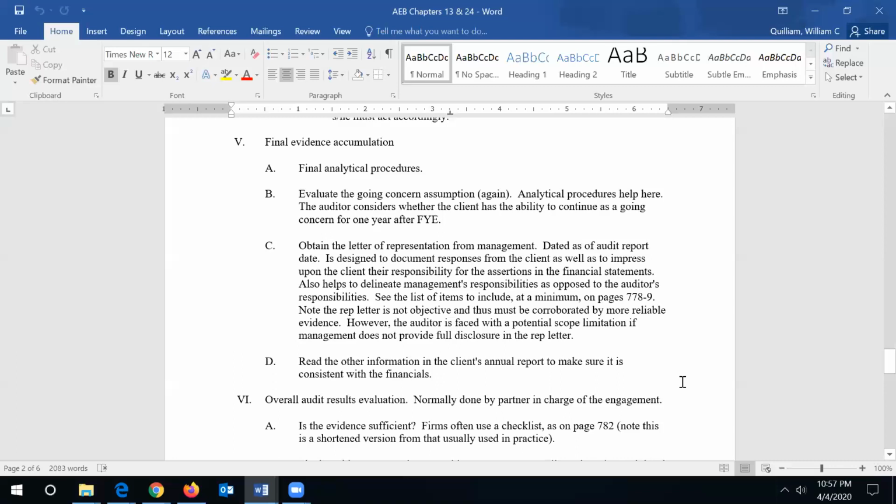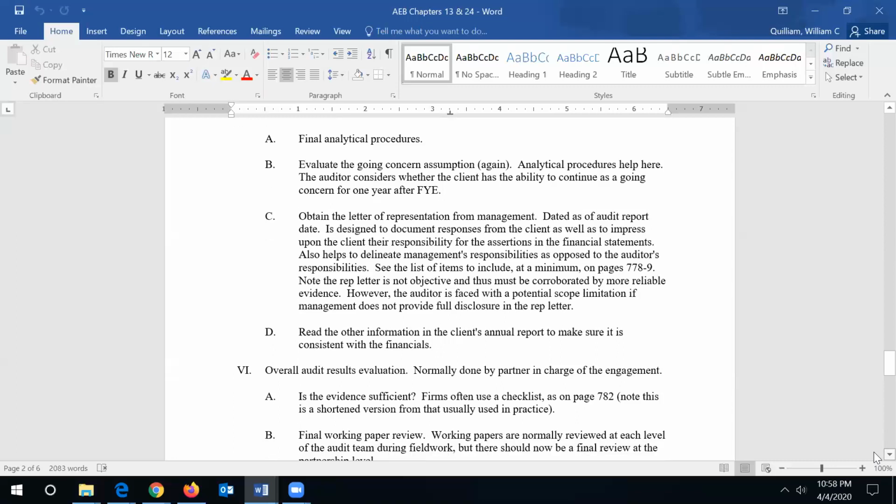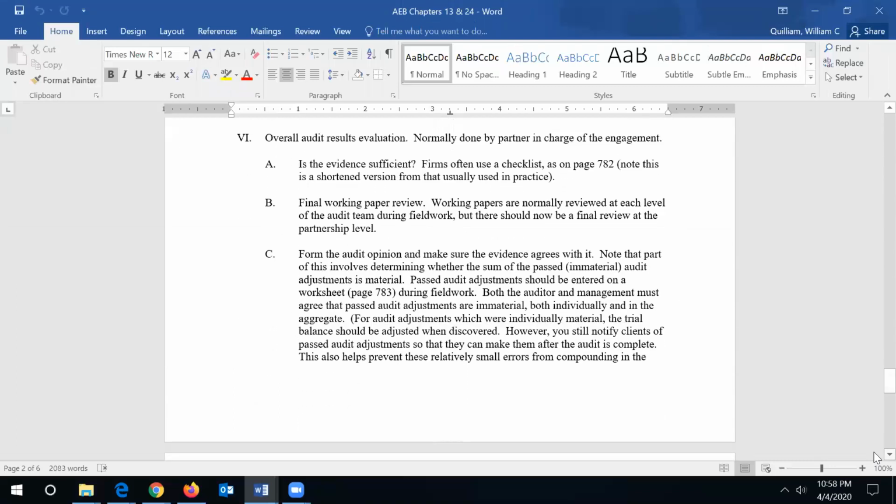Then D, we should also read other information in the client's annual report to make sure it's consistent with the financials, such as management's discussion and analysis of the financial statements. It's a required thing that management must write up. We'll see more about it in the next auditing course. But it's a narrative view of things through management's eyes. So if there's something, for example, in this discussion and analysis that does not jibe with the financials, well, we need to make sure that this other information is cleared up so that it's accurate.